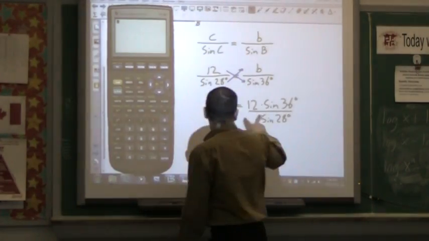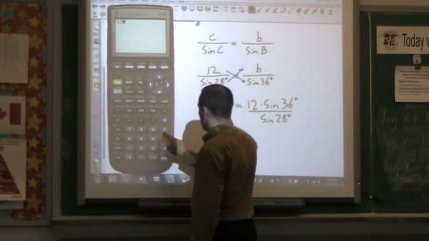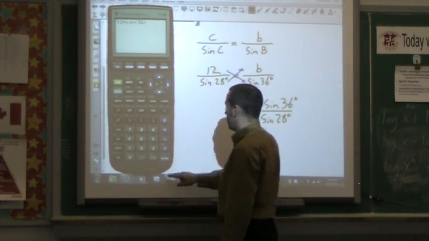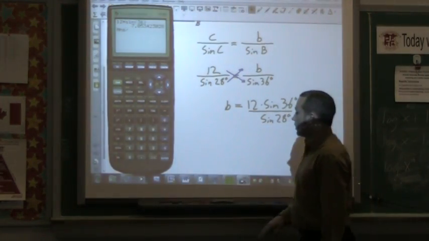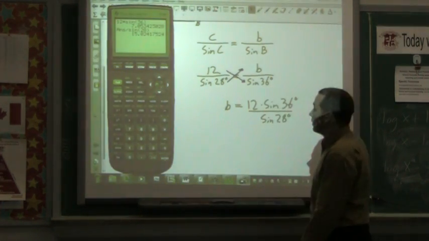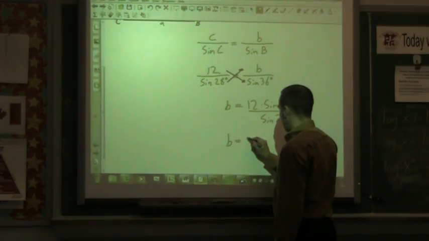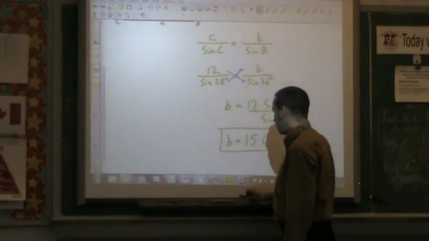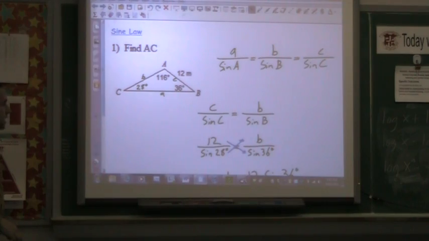So now I'm going to do this calculation. I'll do the top first. So I go 12 times the sine of 36 degrees. Hit enter. Then I'm going to divide that by the sine of 28, and hit enter, and I get 15.0. Okay, so there's my solution.